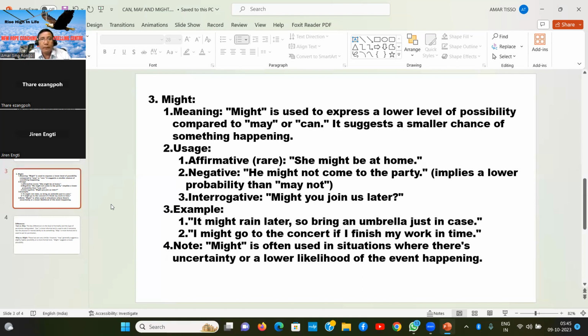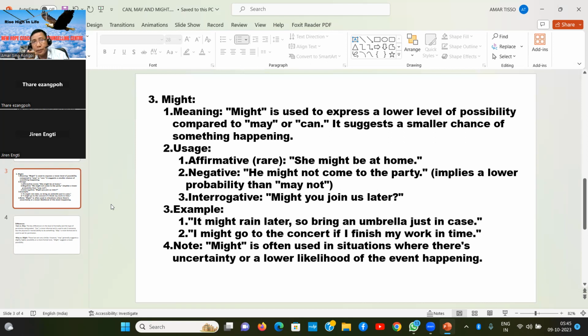Might is used to express a lower level of possibility. A lower level of possibility. A chance. They might. May and can are different; might gives a chance, a possibility.